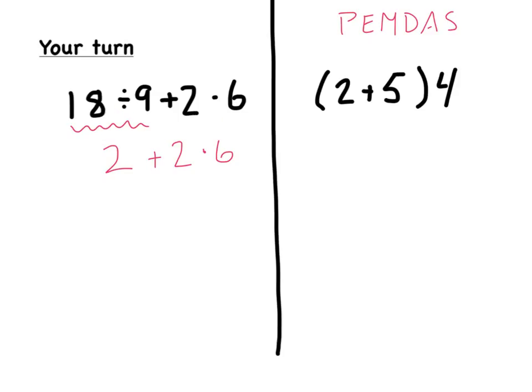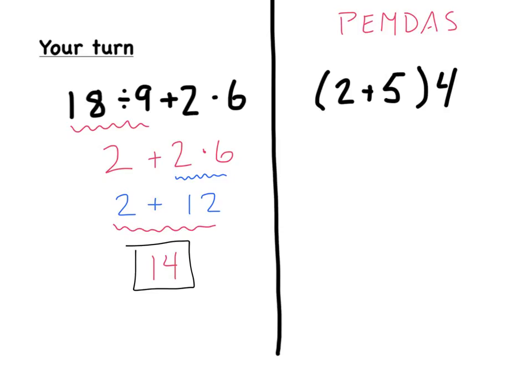So in this one, we do the multiplication next. We do 2 times 6, which is equal to 12. We bring everything else down. And then with the last one, we do 2 plus 12, which is equal to 14. So our final answer of 18 divided by 9 plus 2 times 6 is equal to 14.